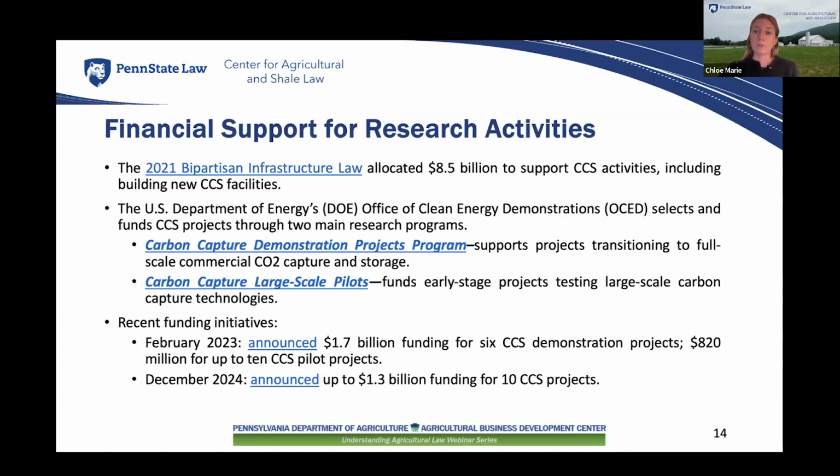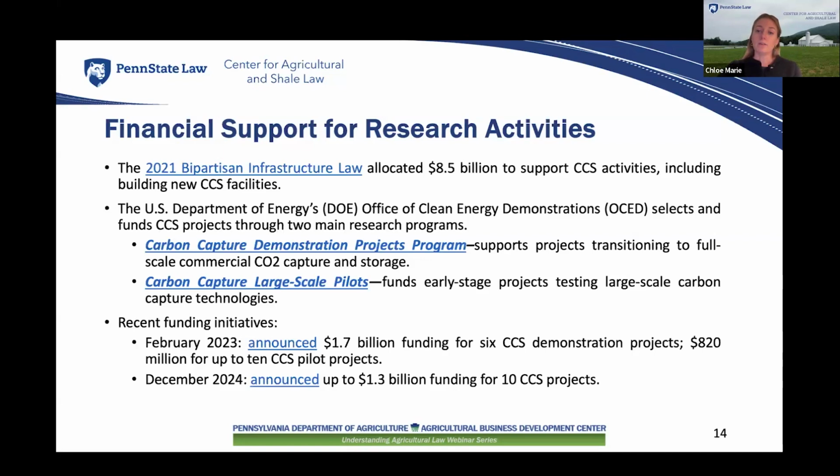So the Carbon Capture Demonstration Projects Program focuses on projects that are ready to move beyond testing and into full-scale commercial operation. These projects are expected to be close to or at full commercial deployment, typically at an operational facility like a power plant or large industrial facility.